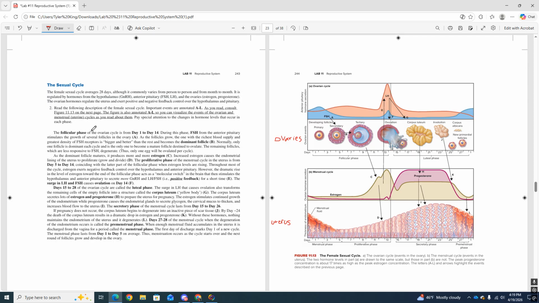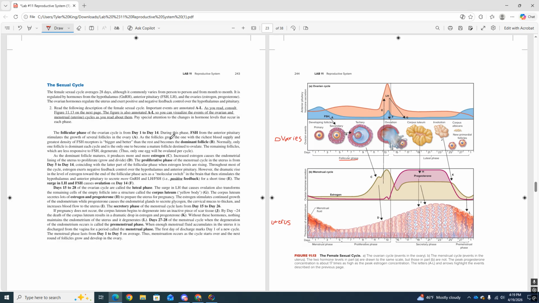So first of all, the follicular phase of the ovarian cycle is from day 1 to day 14. During this phase, FSH from the anterior pituitary stimulates the growth of several follicles in the ovaries. So, letter A. FSH is in blue, LH is in red. So we're stimulating the growth of the follicles. They're getting bigger and bigger and bigger.